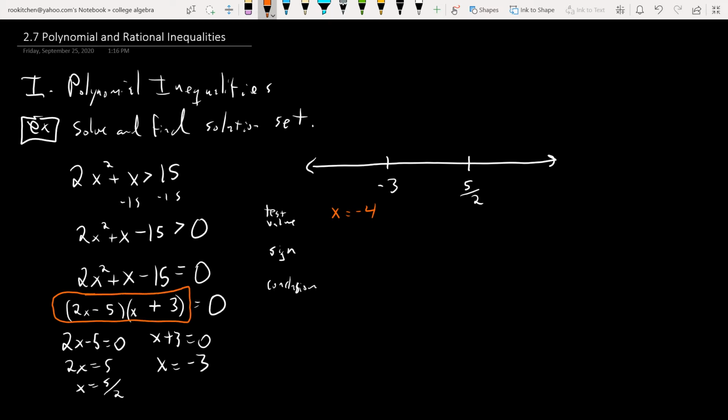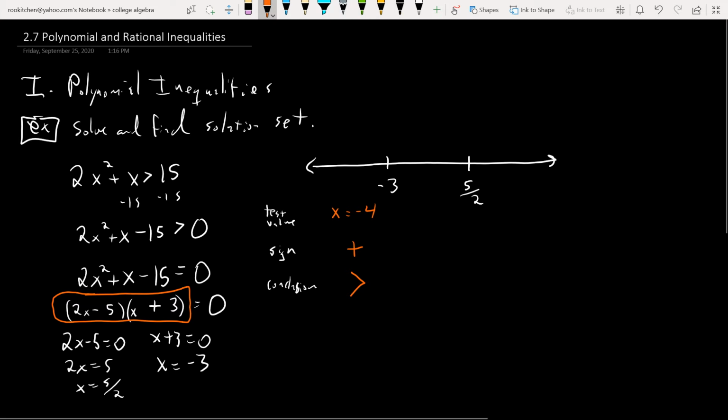If you plug negative 4 in, you'll have 2 times negative 4, which is negative 8, minus 5, which is going to be something negative. And then negative 4 plus 3 is negative. So you end up with a negative times a negative, which is positive. I don't care about anything except the sign. So my conclusion is that in that interval, the graph is above the x-axis. In other words, it's greater than 0.